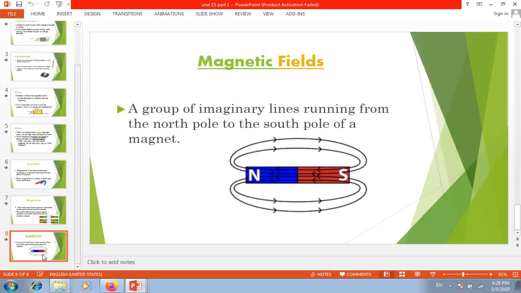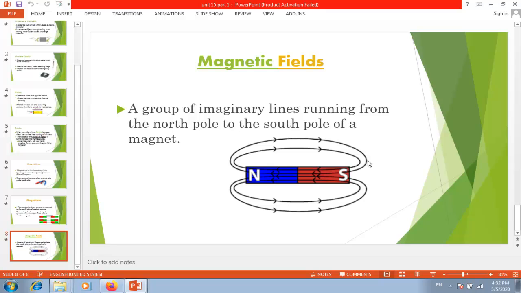So what is the meaning of the word magnetic field? A group of imaginary lines running from the north pole to the south pole of the magnet. The magnetic field is the area around the magnet where all the magnetic force appears. So in this image, we show that there are imaginary lines running from the north pole to the south pole. All the magnetic force appears in this area.